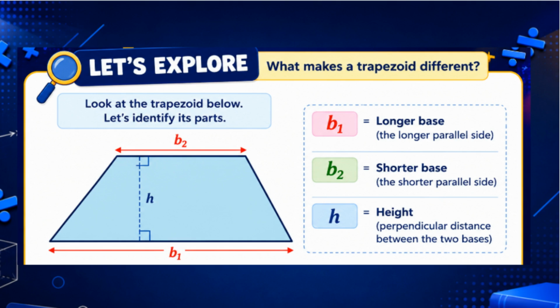Look carefully at the diagram. The height forms a right angle with the bases. The slanted sides are not the height. This is very important. When finding the area of a trapezoid, identify base₁, base₂, and the perpendicular height.